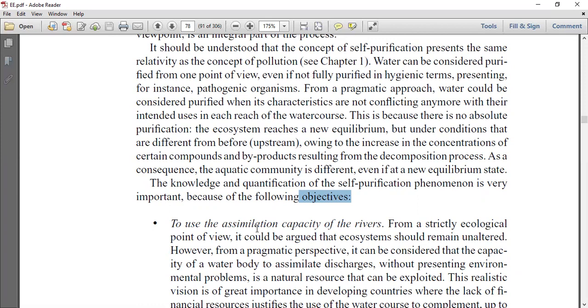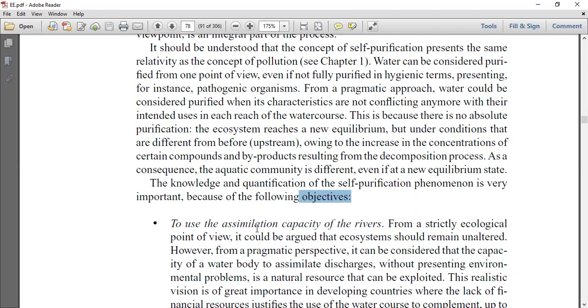Right? So it is a general phenomenon that all natural ecosystems or natural water bodies remain unaltered, but due to pragmatic conditions, okay, due to rapid industrialization, certain kinds of pollutants are mixed and thrown into the natural ecosystem, the river. So it can be considered that the capacity of a water body to assimilate discharge without presenting environmental problems is a natural resource that can be exploited.